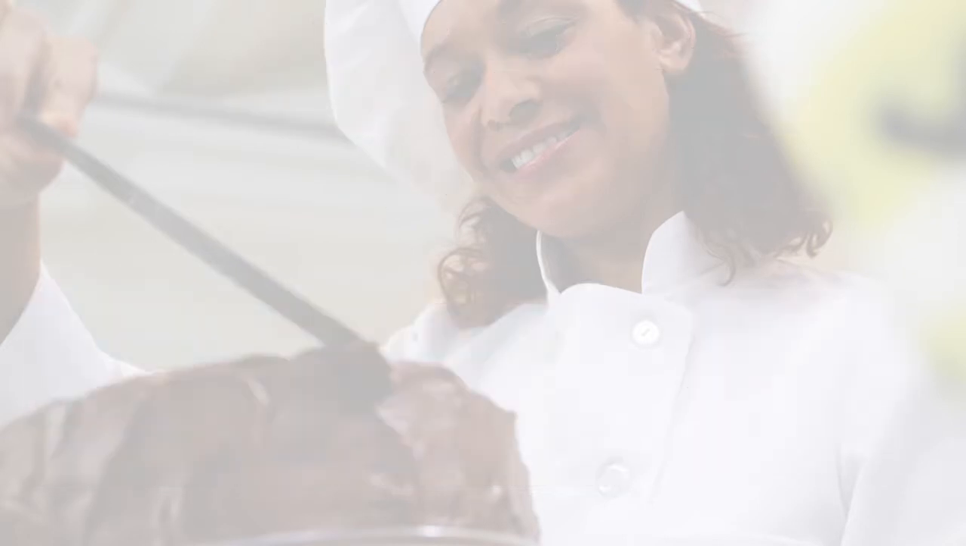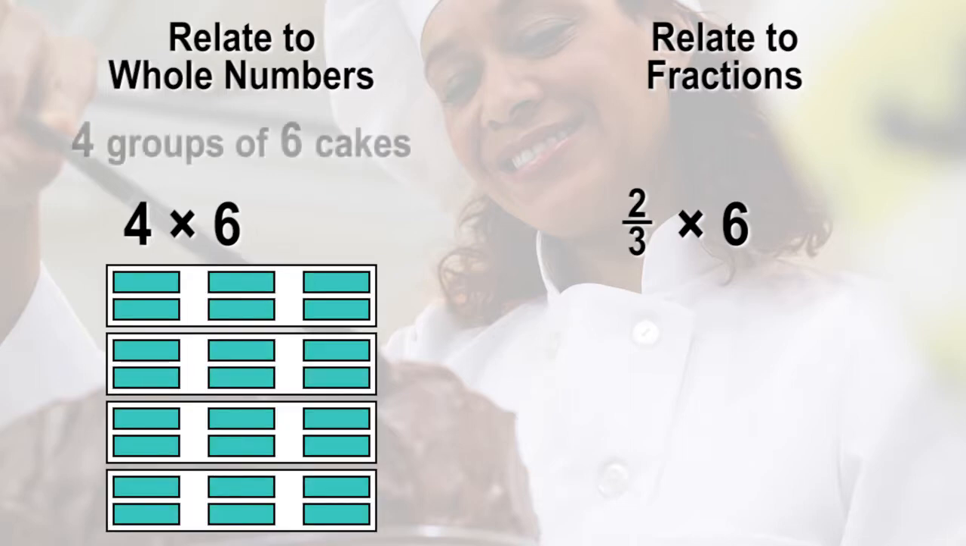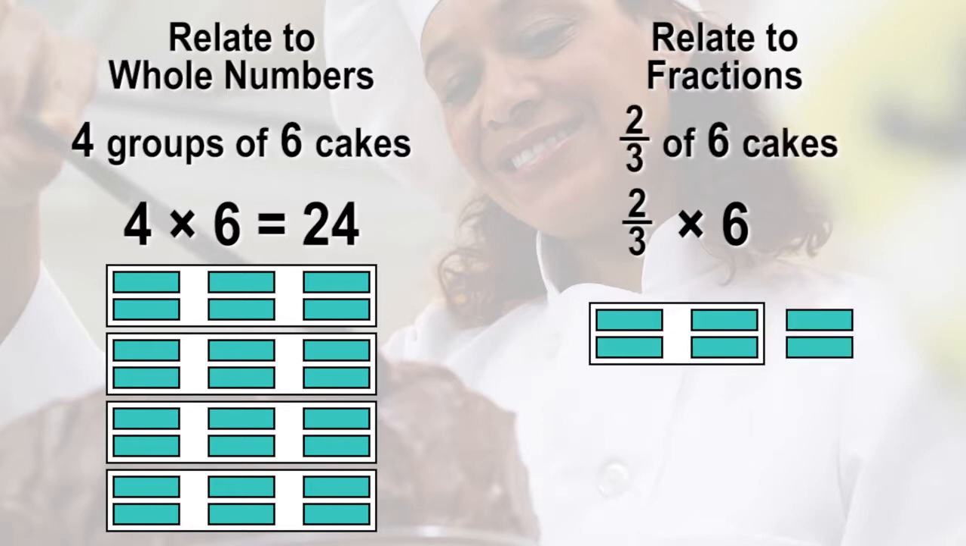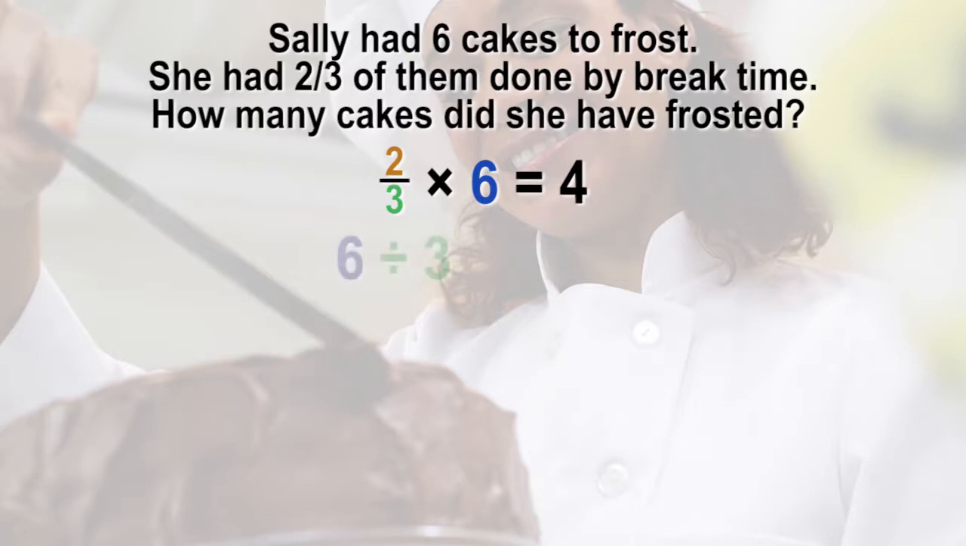It is important for students to understand the difference between these two multiplication expressions, 4 cakes times 6 and 2/3 cakes times 6. In the first expression, 4 times 6, cakes are being iterated 4 times, or there are 4 groups of 6 cakes, which equals 24. In the second expression, 2/3 times 6 cakes, only part of the 6 cakes are being used, or 4 cakes. Another way to represent this problem is dividing 6 by 3 because we want to find out what 1/3 is, and then multiplied by 2 because we need to find 2/3.